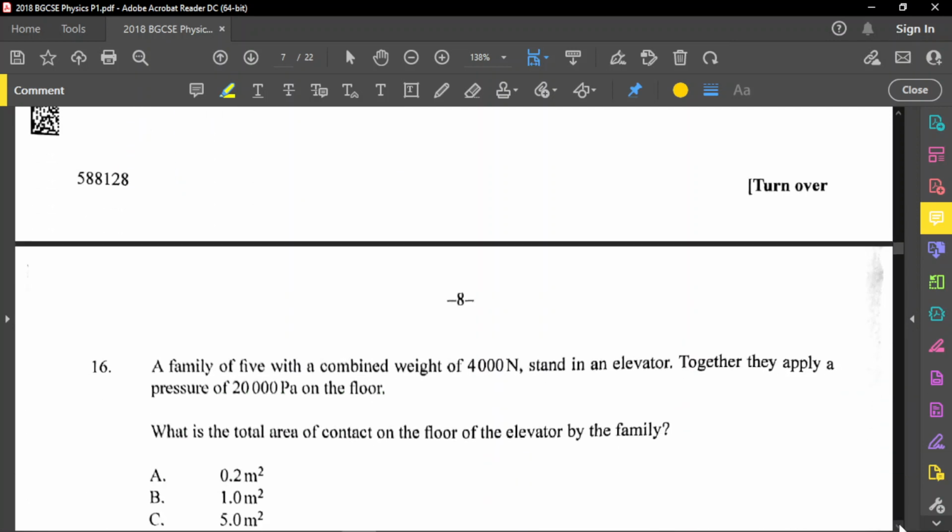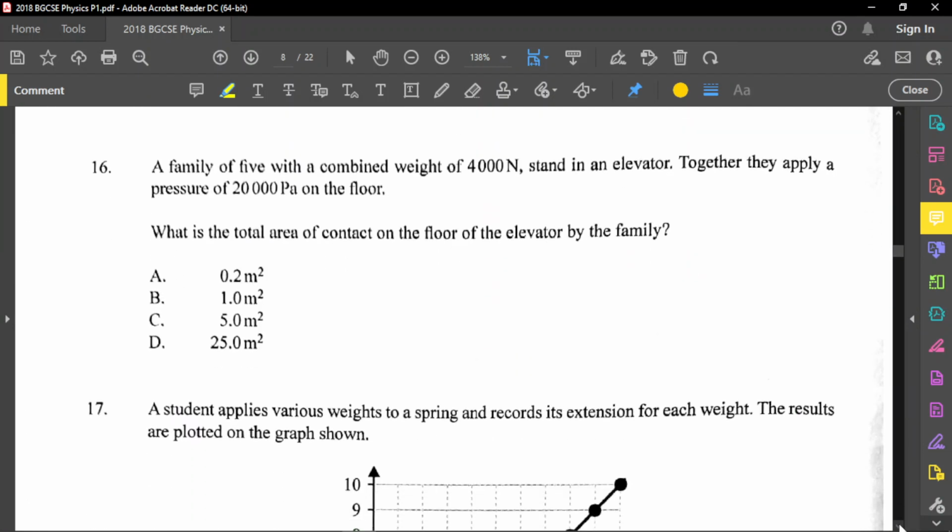All right. 16. It's a family of 5 with a combined weight of 4,000 newtons. So the combined weight here is 4,000 newtons, right? Together they apply a pressure of 20,000 Pascal on the floor. So what is the total area of contact on the floor of the elevator by the family?